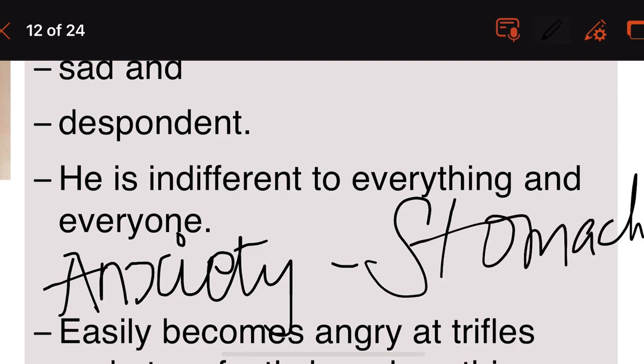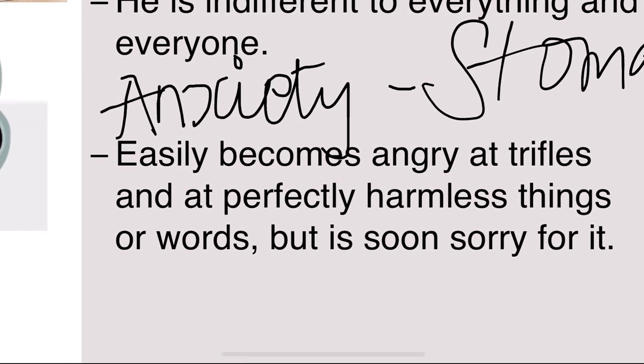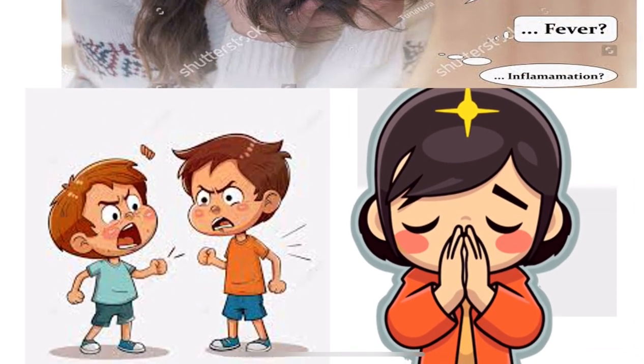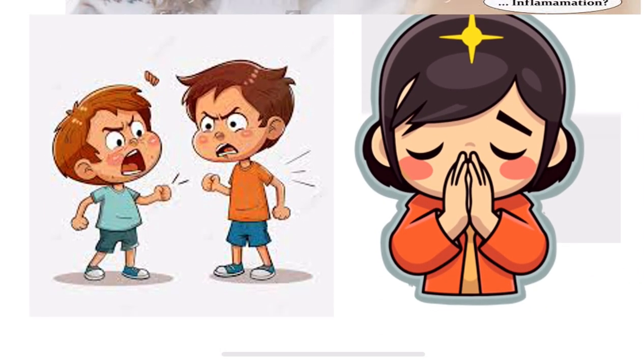The patient becomes easily angry at small trifles. Silly matters make him very angry, and at perfectly harmless things or words he becomes angry. But as soon as he is angry, he is sorry for it. You can see in the picture here. Let us take an example of a husband and a wife. It could be either way. The husband could get angry in the morning, and then once he's back from office, he could be angry because the wife did not iron the shirt, or she did not cook the food, did not pack his lunch.